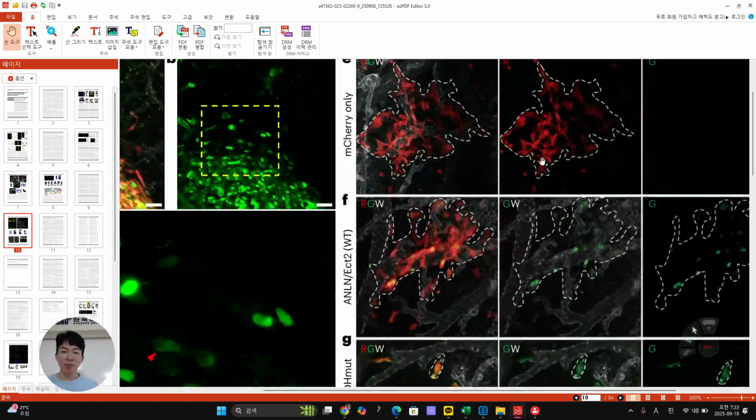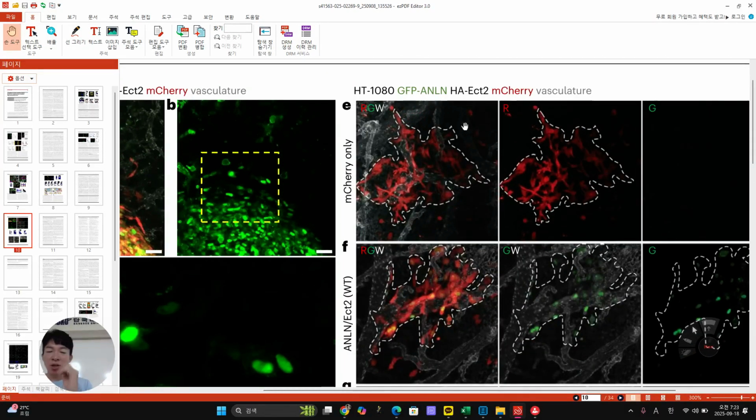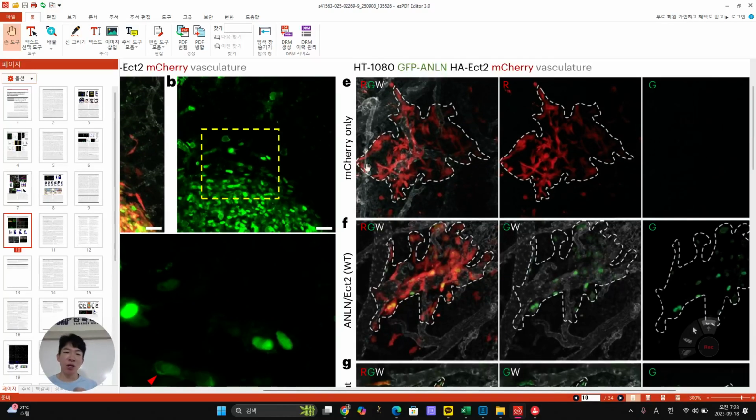And then they check again. So this mCherry is like just the cancer cell itself. Anillin is anillin. So mCherry cell only, cancer cell only spheroid. And then when they added anillin Act2 more, people can ask why those authors have to use this control group. Why don't they use this mCherry only group?